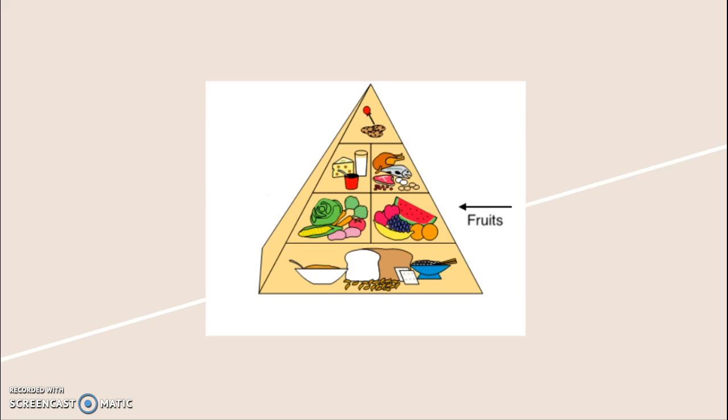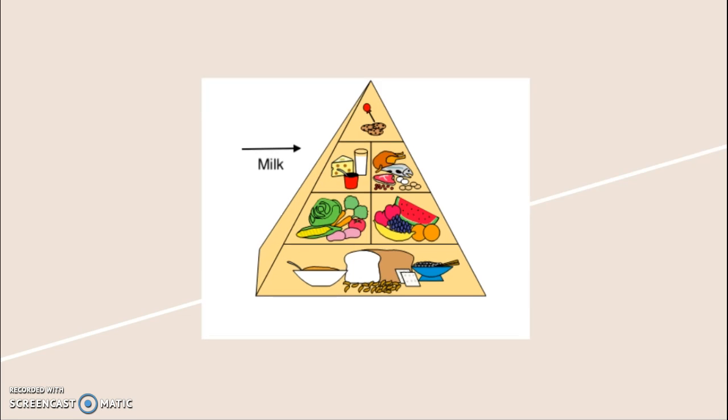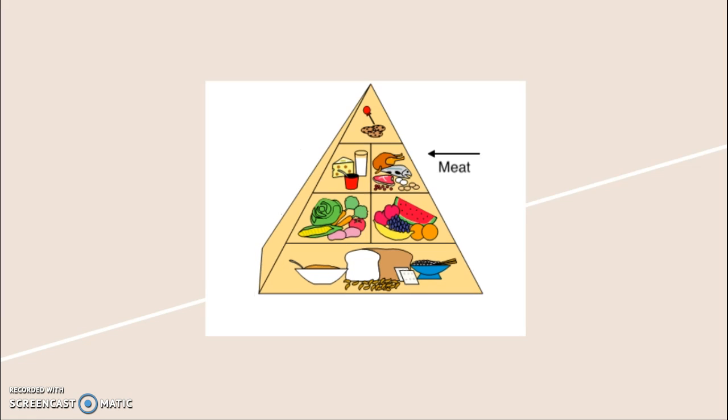Right beside the vegetables is fruit, which includes food items such as bananas, oranges, grapes, apples, watermelon, etc. Next up is milk products, or dairy products. This food group includes items such as cheese and yogurt. Beside that is meat, which includes meat, fish, eggs, and nuts. And finally, the top of the pyramid includes fats, sweets, and oils.